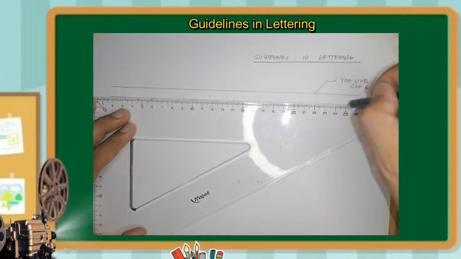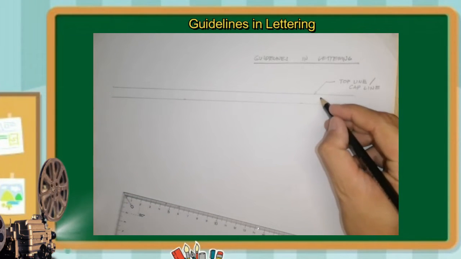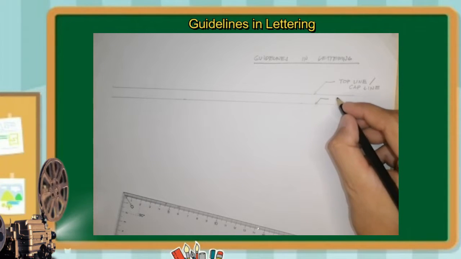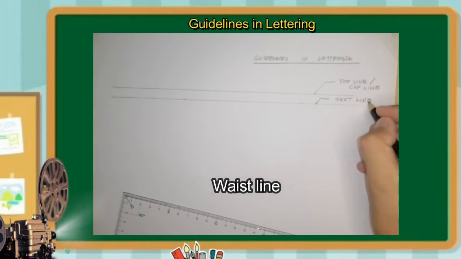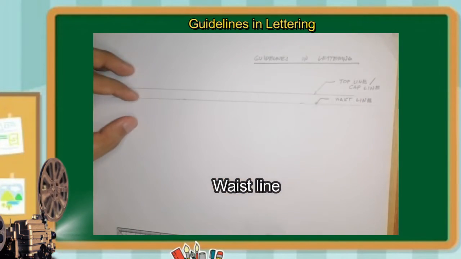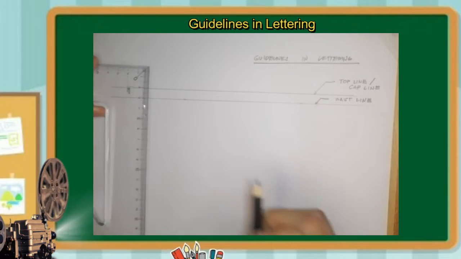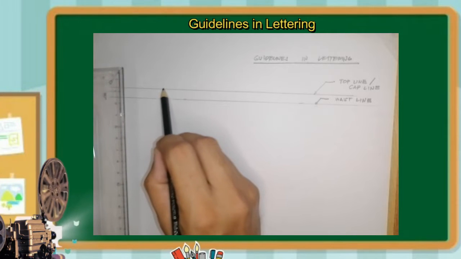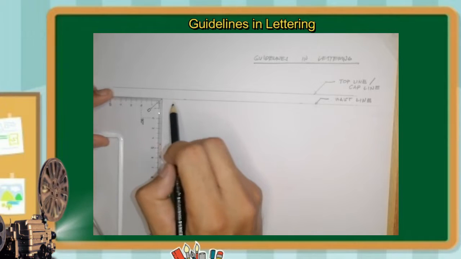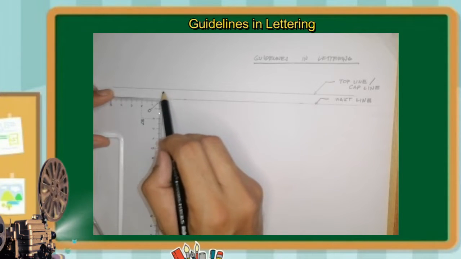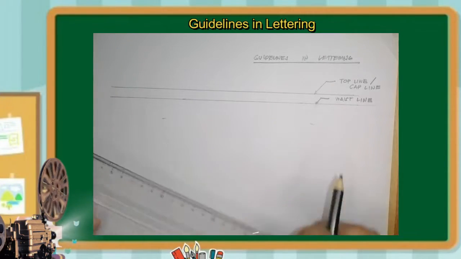Ito naman yung tinatawag natin na pangalawang guideline, or known as the waistline. The next guideline will be here. Normally class, for the next guideline, example, this is 1 centimeter, and here we measure 2 centimeters. So if this is 1 centimeter, we'll be measuring 2 centimeters for our next guideline.